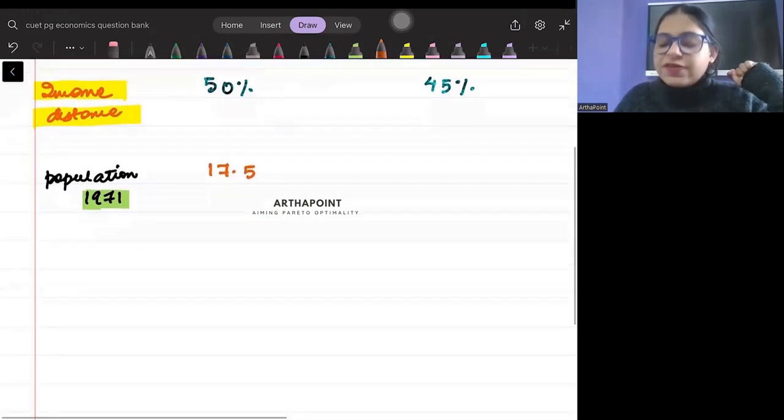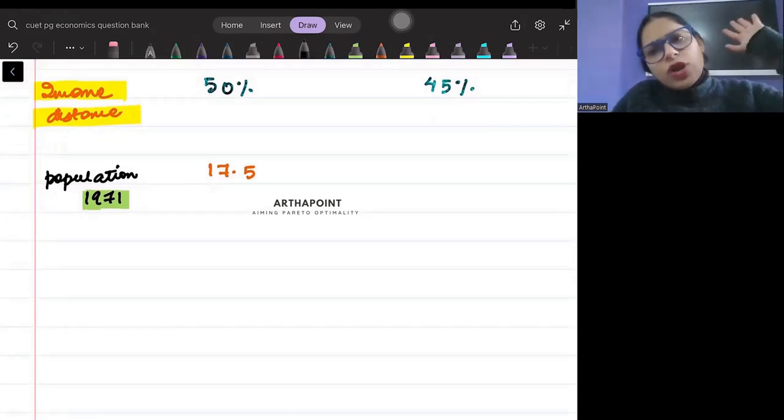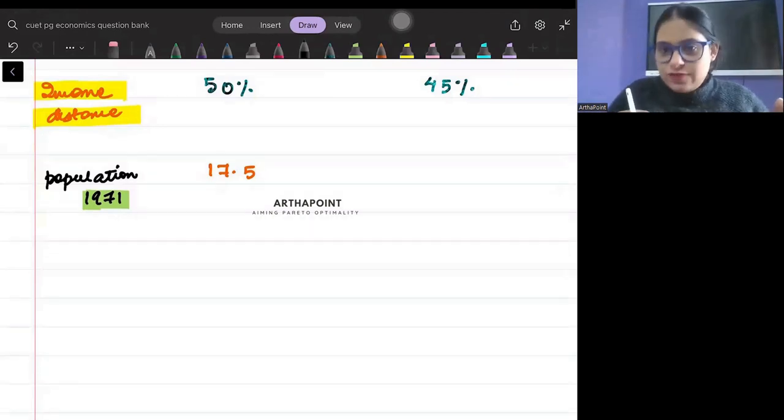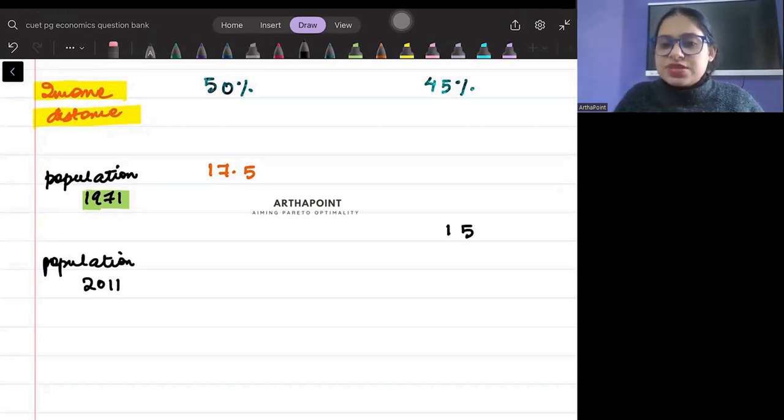Now when the 15th Finance Commission came in the picture, it said ki itna purana population lene ka kya matlab hai? The population has changed over time, right? So we need to consider the latest population figures, latest census figures. And so therefore the population that was taken was of 2011. And according to this 2011 population, how much weightage was given? 15%. 15% weightage was given to population.